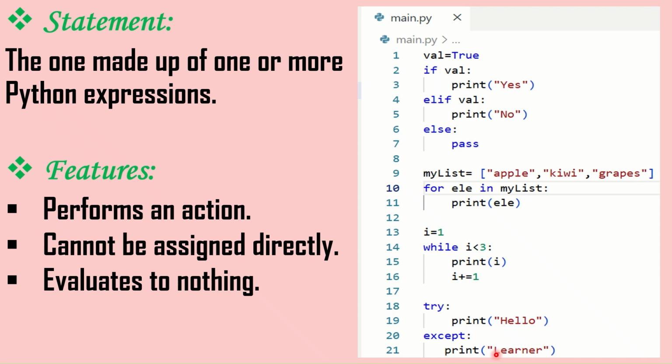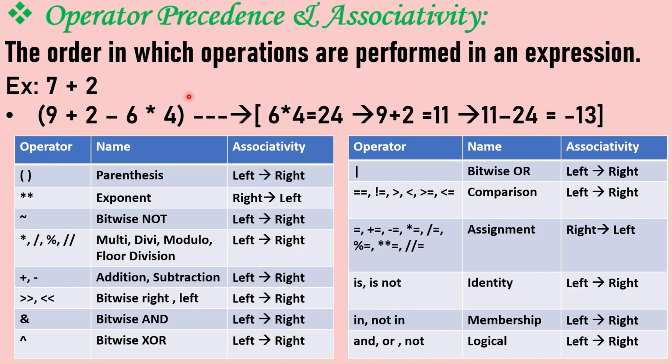An expression is one that contains a combination of operators, operands, values, constants, and calls to functions, whereas statements are the ones that are made up of those Python expressions. Now let's move on to the next topic, operator precedence and its associativity.